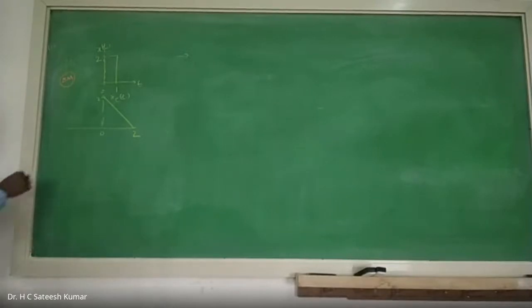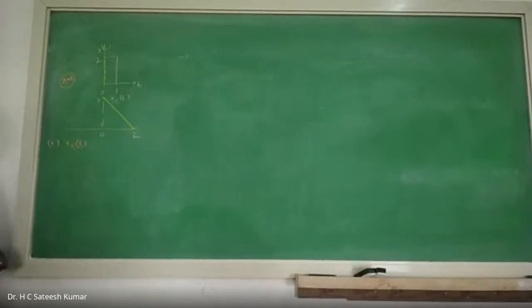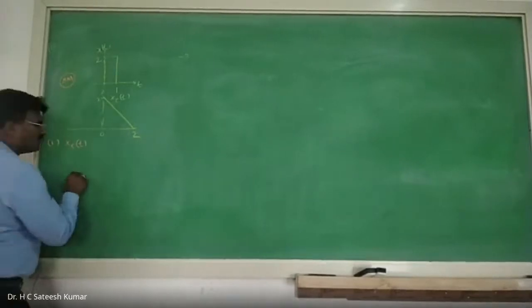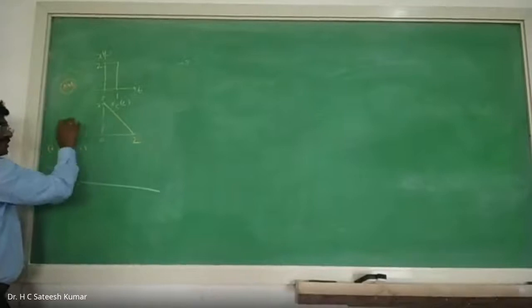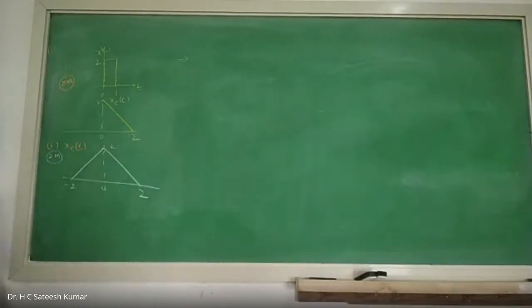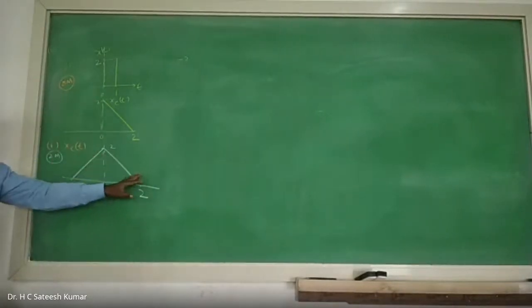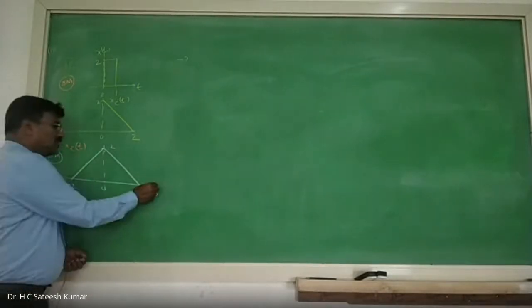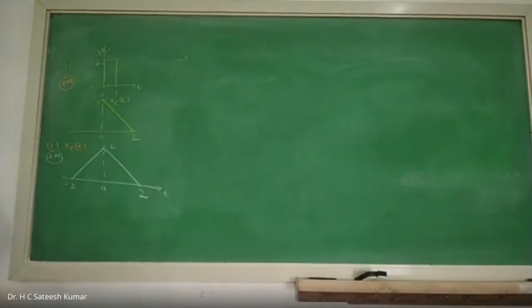The question is, complete the even part. We know that xe of t is symmetric about the origin. So whatever is there on the right hand side, the left hand side is the mirror image. Therefore, the majority of students have done this part. This is 2, and this is minus 2, 0. That's it. That will fetch you 2 marks. Just because we know that xe of t is symmetrical about the origin, whatever is there on the right hand side, the same thing will be there on the left hand side. That part the majority of the students have done.